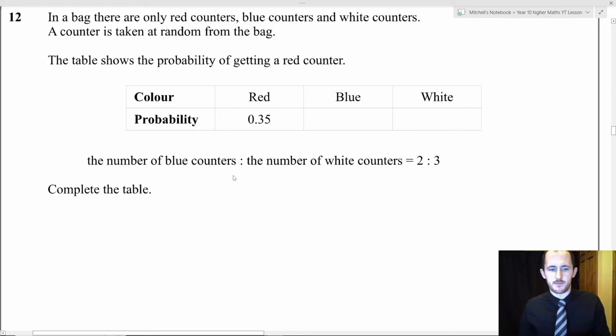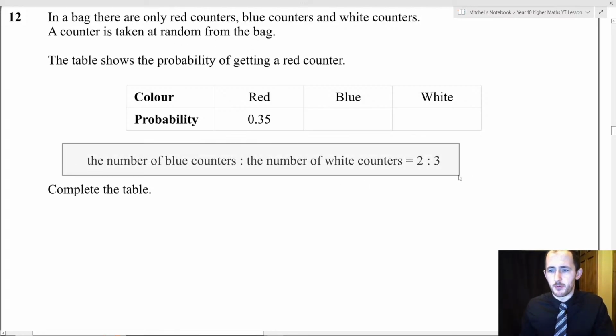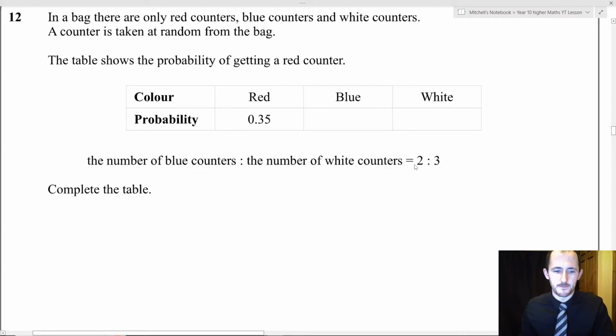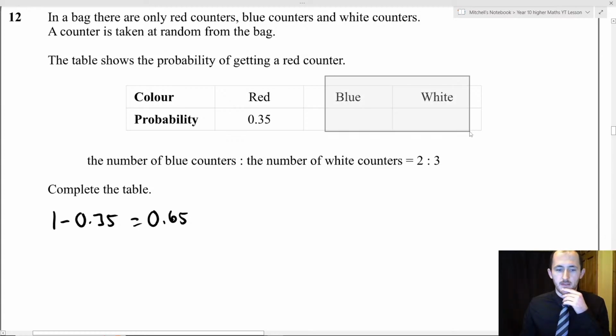I'll go through this one relatively quickly, but this is another situation that ratios can come into play. So in a bag there are red, blue and white counters. Counters taken at random, here's a probability. It tells me here that the number of blue counters to the number of white counters is 2 to 3, okay? So we have to fill in the table. So blue and white is going to equal 1 minus 0.35, which is 0.65, because all three of these should add up to 1. So these two together add up to 0.65.